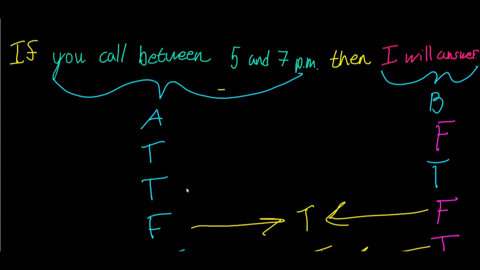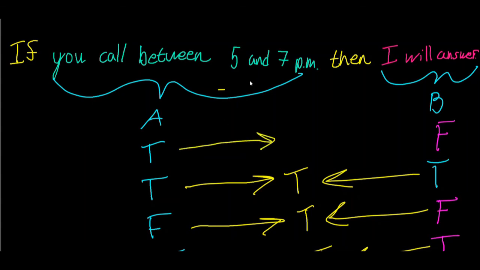Now, of course, if you call me between 5 and 7 and I do answer, then of course I'll be living true to my word. I won't be breaking any promises because I did exactly what I said I would do. If you call me between 5 and 7, then I will answer. Now, the situation where I do go against my word, the situation where I do break promises, is if you call me between the hours of 5 and 7, that is, A is true, and I don't answer, that is, B is false. This results in a truth value that's false.